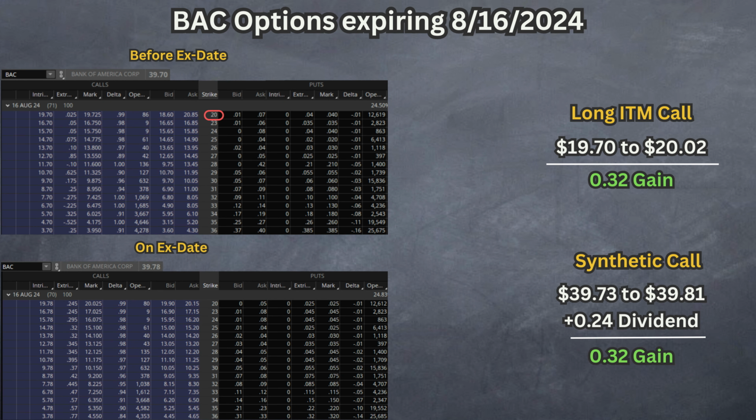If we compare the values of both trades before and on the X date, we can see that they both gained 32 cents, and the call had time value of 24 cents as the spreadsheet predicted. So that was the final example. Now I'll go over a few pieces of information and nuances that would be helpful to know before you use the spreadsheet and do some trades yourself.